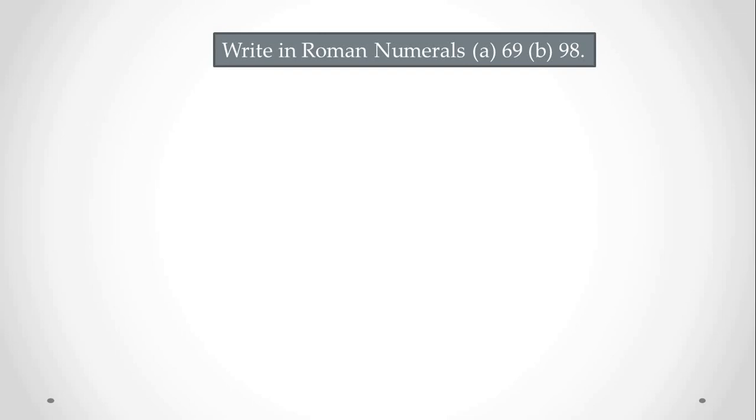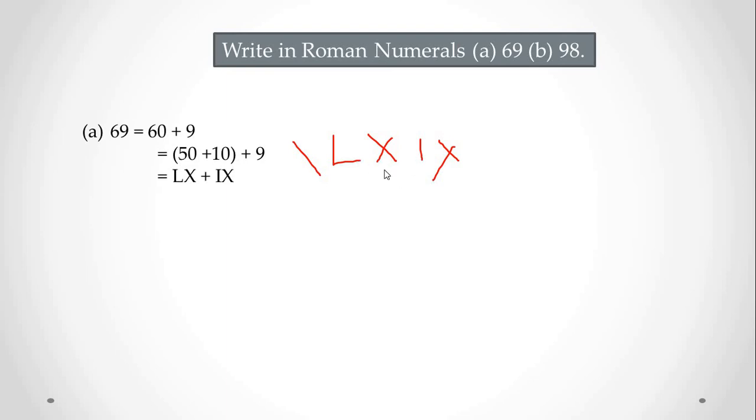Next one is write the Roman numerals for 69 and 98. 69 is nothing but 60 plus 9. So 50 plus 10 plus 9. We will solve that. 50 means L and plus 10 is there, so right here, sorry, whenever you add you have to write to the right hand side of the number. 9 means nothing but IX. We will check. Yeah, correct.